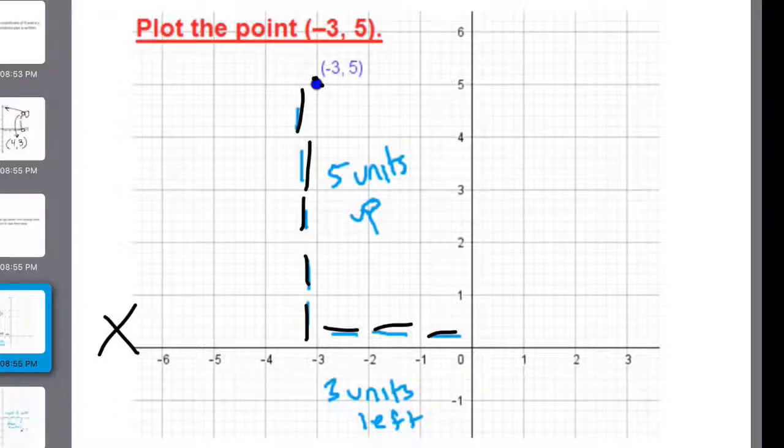On the same paper the substitute gave you earlier, you will have this example. Please cut the example out and glue it into your notes. Please pause the video and do that now.